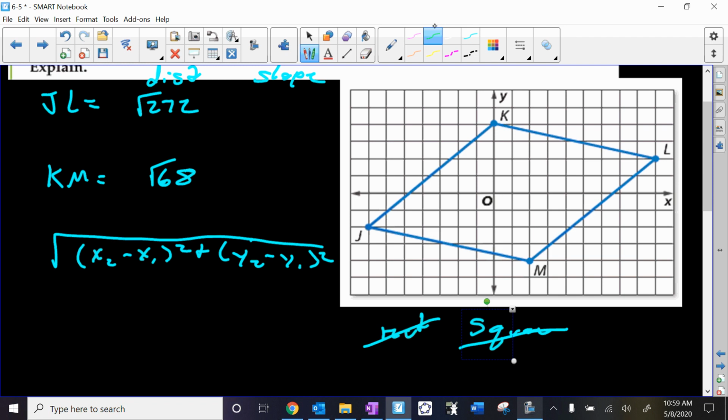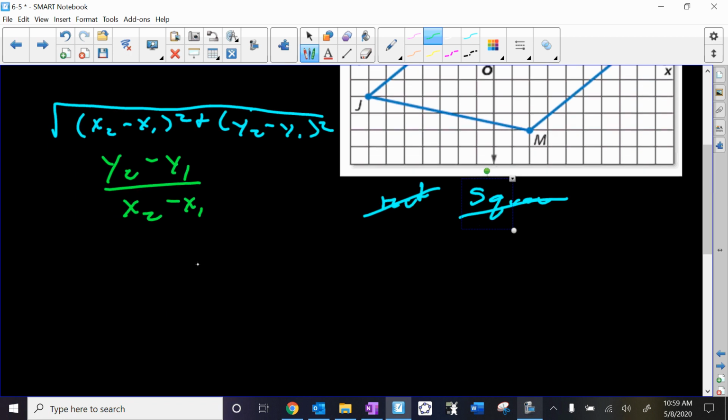So next we're going to find the slopes. Your slope formula, y2 minus y1 over x2 minus x1. Your slope of JL is going to be 1/4. And your slope of KM is going to be -4. Notice that these are opposite reciprocal slopes. And if they are opposite reciprocal slopes, that means you have perpendicular lines. And therefore, it is a rhombus.